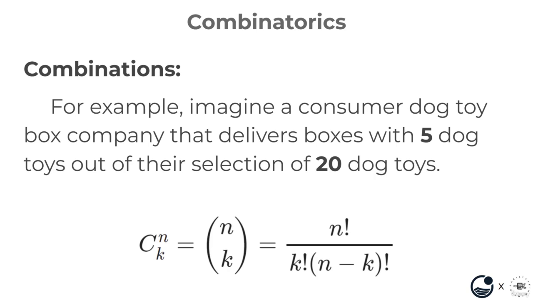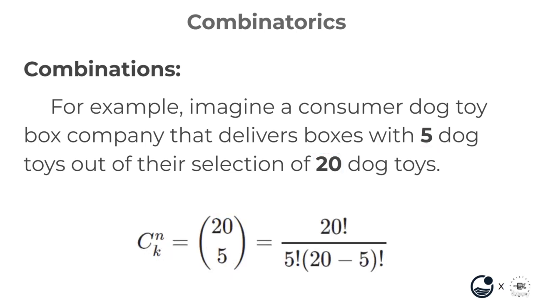For example, imagine a consumer dog toy box company that delivers boxes with 5 dog toys out of their selection of 20 dog toys in their warehouse. And maybe we want to figure out how many different possible combinations of boxes there are. Well, I know I want 5 possible toys in my combination. That's going to be k. The n number of objects I have to select from is 20. So n is equal to 20, k is equal to 5.